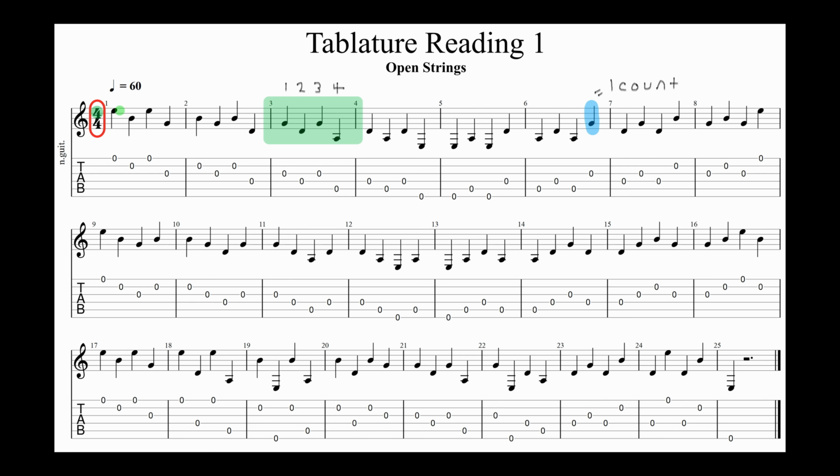As you play these quarter notes, you want to count to 4. 1, 2, 3, 4. This note here gets count 1. This note gets count 2. This note gets count 3. This note gets count 4. It's pretty simple. If you can play these notes to a 4 count, you can play this piece.